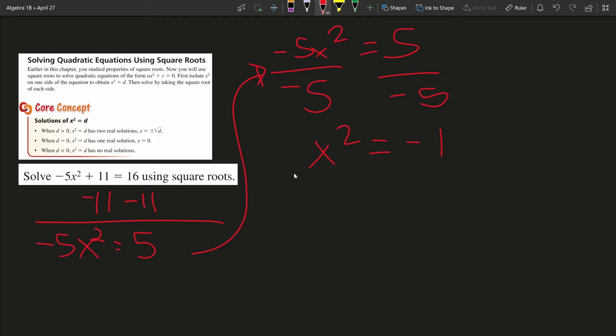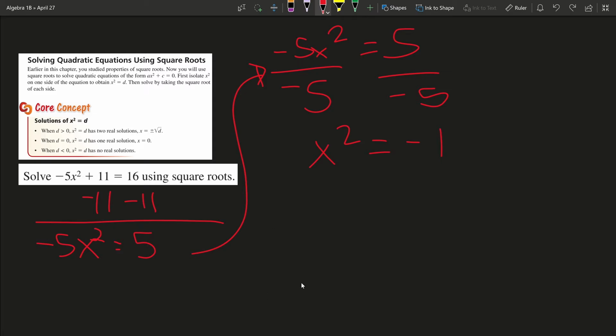And now we can go ahead and take the square roots. Before we do that, let's look at our chart again. Is our d greater than 0? No, negative 1 is not greater than 0. Is negative 1 equal to 0? No, it's not. Is negative 1 less than 0? Yes, it is. And let's see what it says if d is less than 0. If d is less than 0, then it has no real solutions. So our answer has no real solutions.